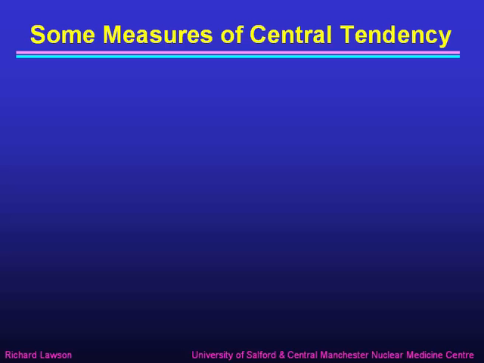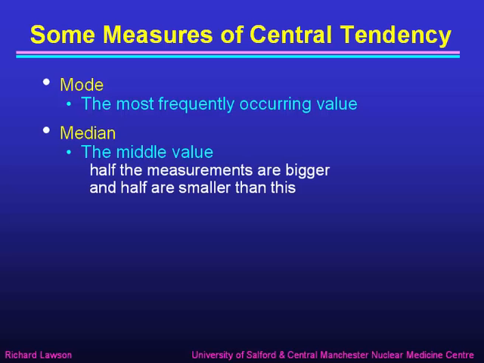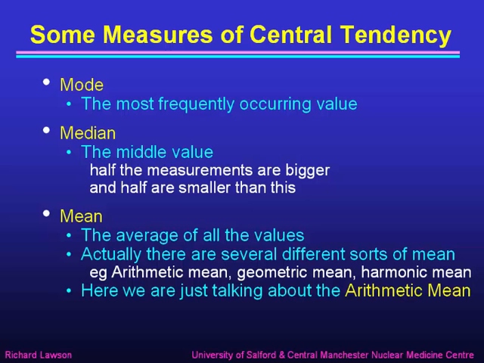There are several measures of central tendency that we might use. The mode is the most frequently occurring value. The median is the middle value, where half the measurements are bigger than the median and half are smaller than the median. The mean is just the average of all the values. Actually, there are several different sorts of mean: arithmetic mean, geometric mean, harmonic mean, for example. So in these lectures, when I talk about mean, I'm just going to be describing the arithmetic mean. That's what we commonly call the average.